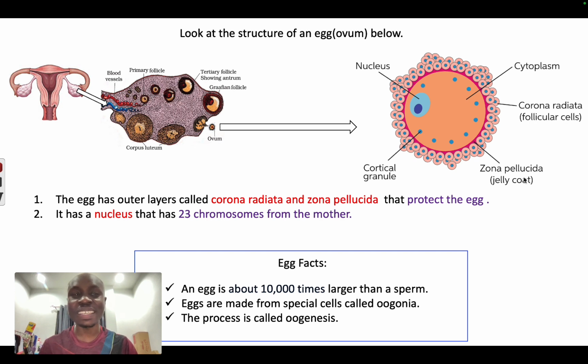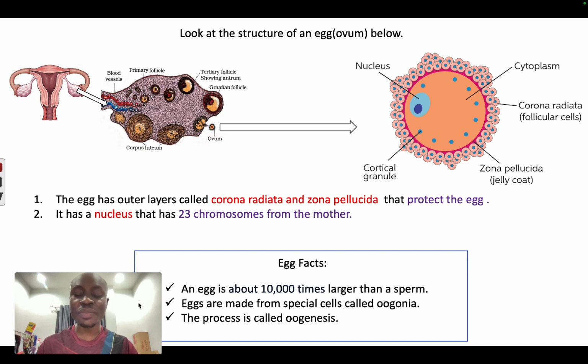Zona pellucida. The corona radiata and the zona pellucida help to protect the egg inside. They're very important. Inside the egg, we have the cytoplasm and other things, but we also have the nucleus, which has the chromosomes from the mother. In humans, there are 23 chromosomes in one egg.